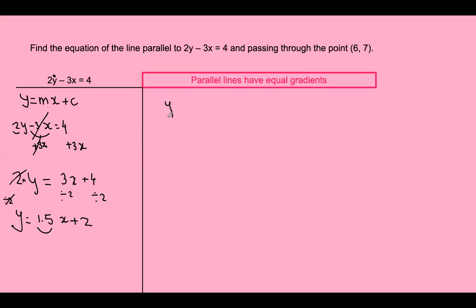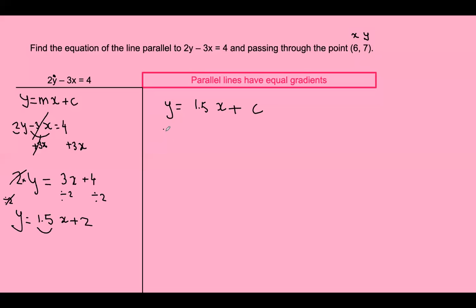So the equation of our second line is going to look like this: 1.5x plus c. We don't know how much c is, so we are going to substitute. Now, how can we substitute? What can we substitute? We know that our line goes through the point (6, 7). These are the coordinates of the point. That means we can substitute the coordinates into this equation to be able to find the c.